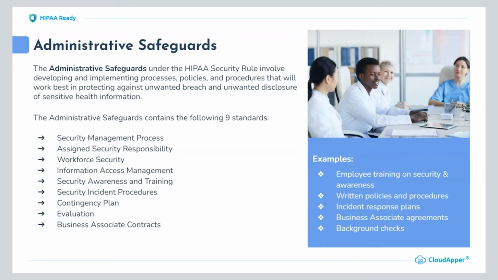Administrative safeguards under the HIPAA Security Rule involve developing and implementing processes, policies, and procedures that will work best in protecting against unwanted breach and unwanted disclosure of sensitive health information.